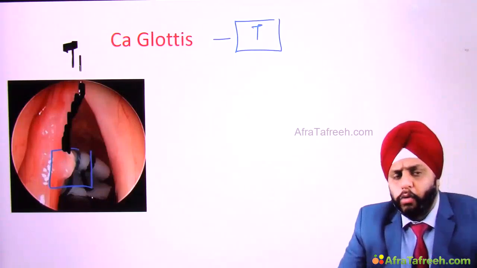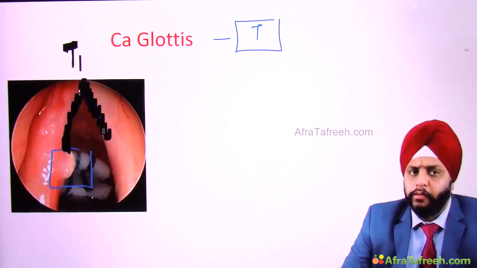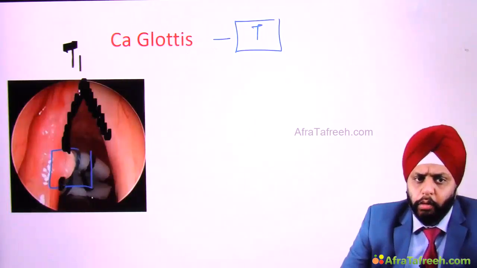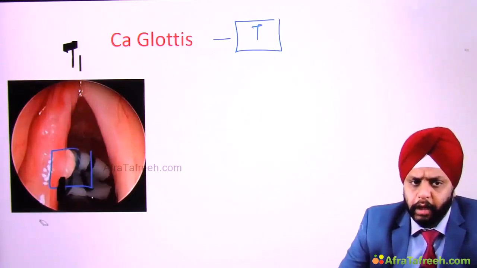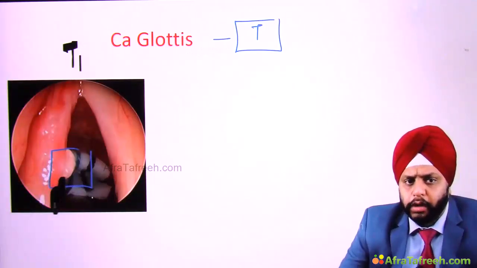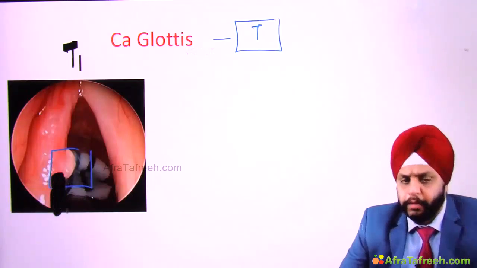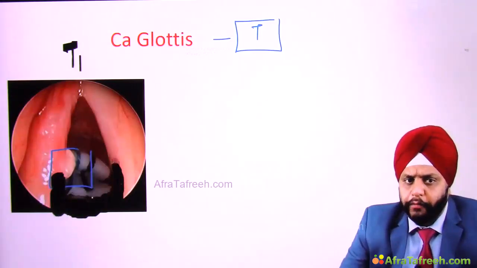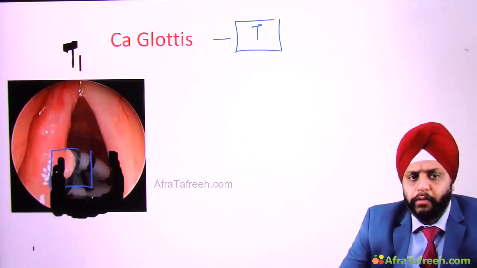Okay, it can go to the other fold. From the anterior commissure, it can go to the other fold like this. It will still be T1. Okay, it can grow. Let's say it does not go to the anterior commissure. Instead it grows and it goes to the posterior commissure. Okay, it goes to the posterior commissure, it will still be T1. Right, now from the posterior commissure, let's say it goes to the other vocal fold, it will still be T1. Right, so what is T1?